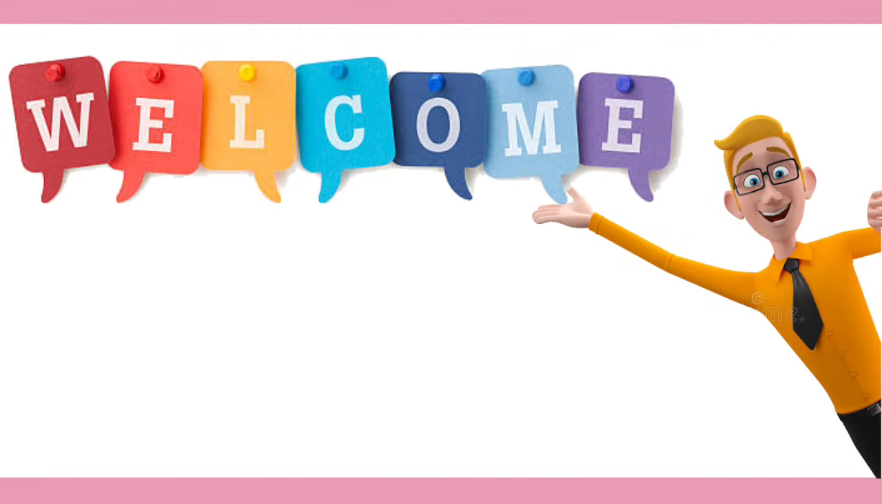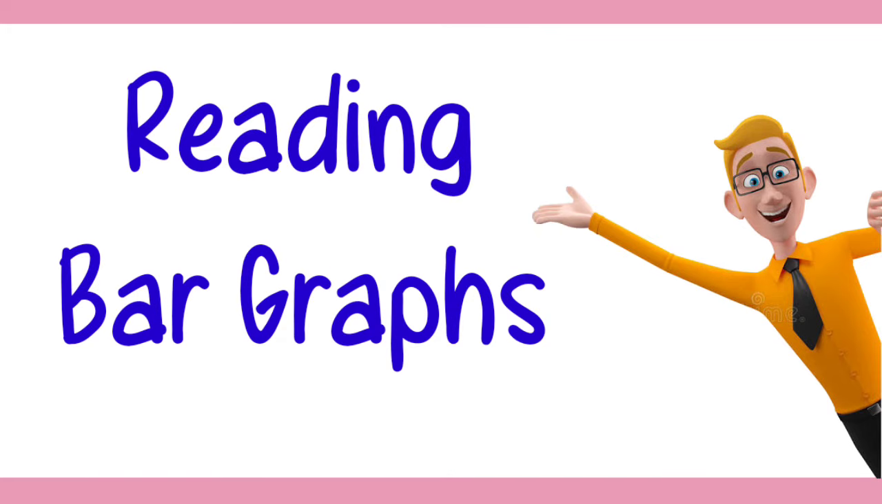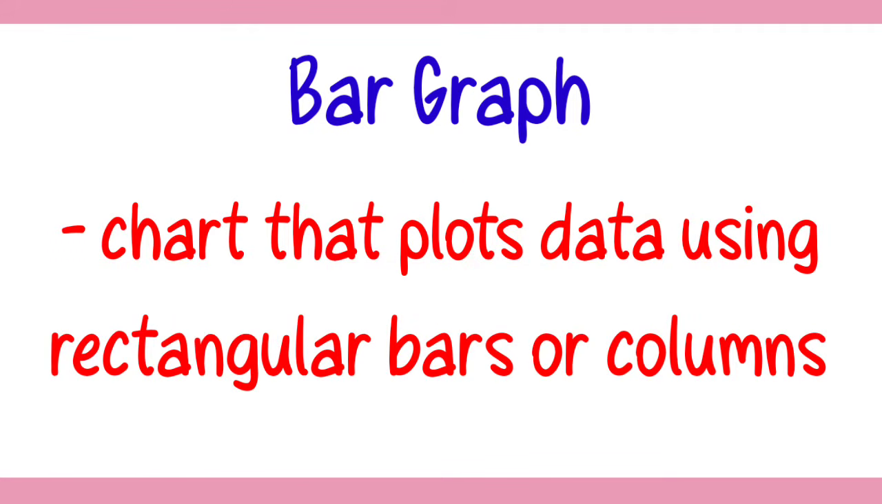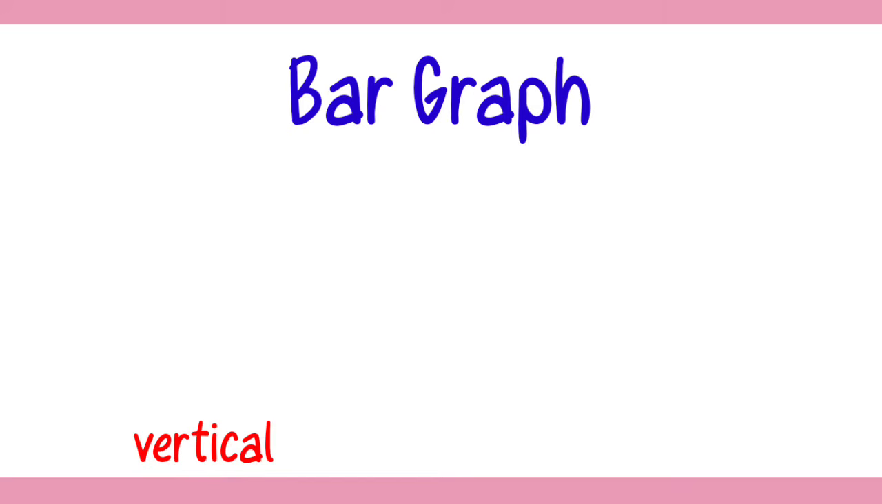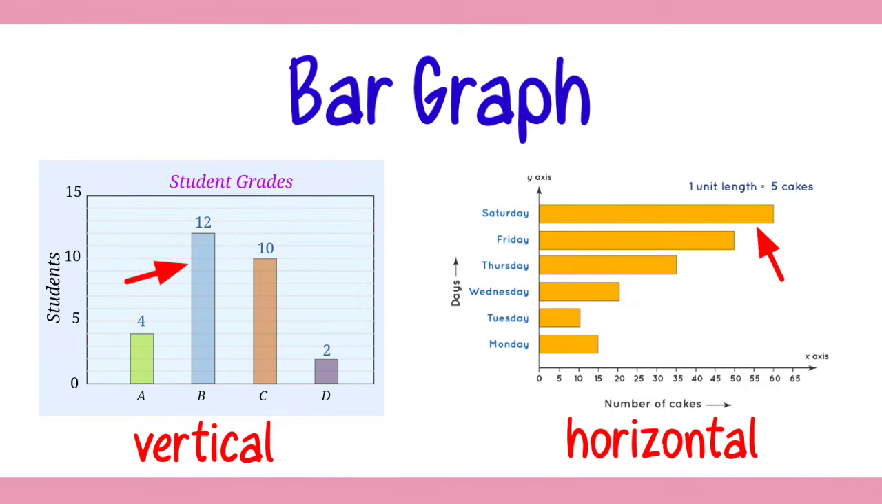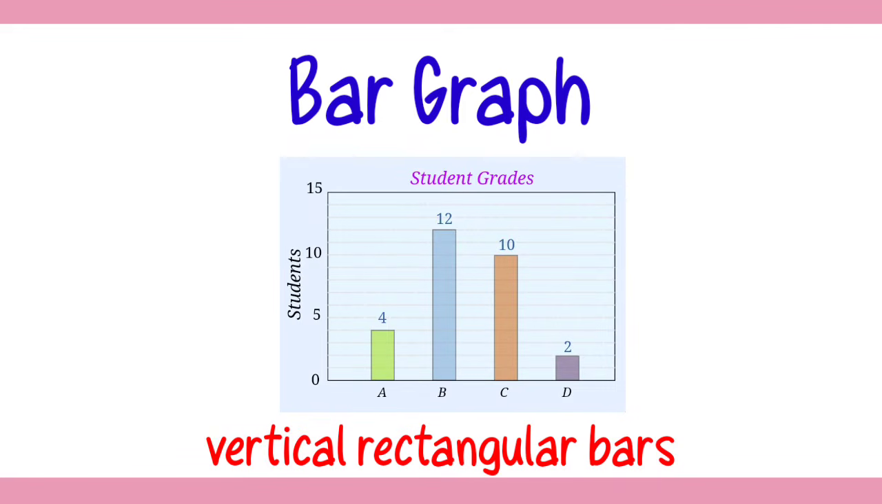In this video, we will be reading or interpreting bar graphs. But first, let us define bar graph. A bar graph is a chart that plots data using rectangular bars or columns. These rectangular bars can be shown vertically like this or horizontally like this. In this video, we will use vertical rectangular bars.